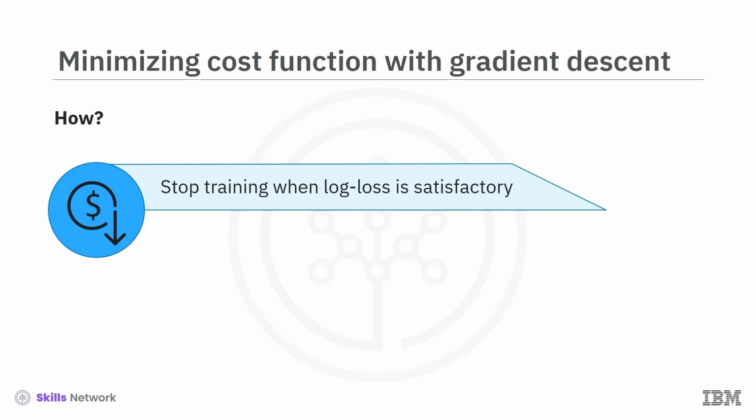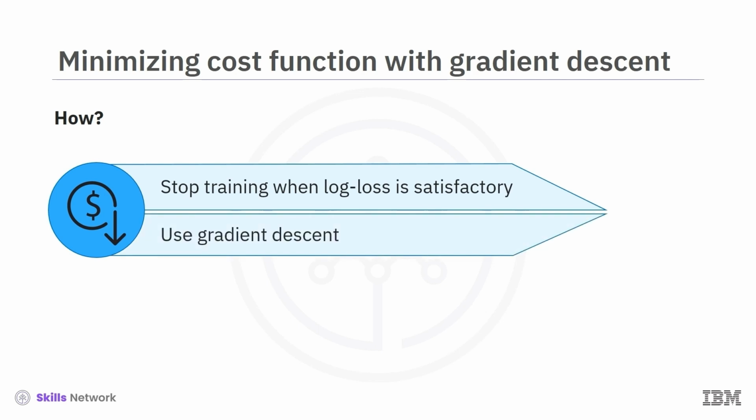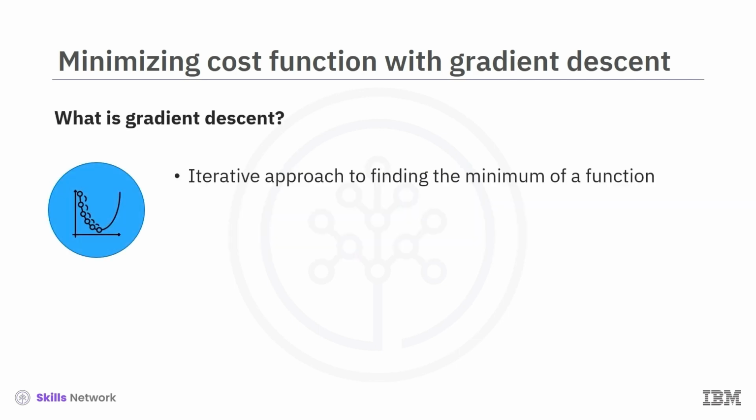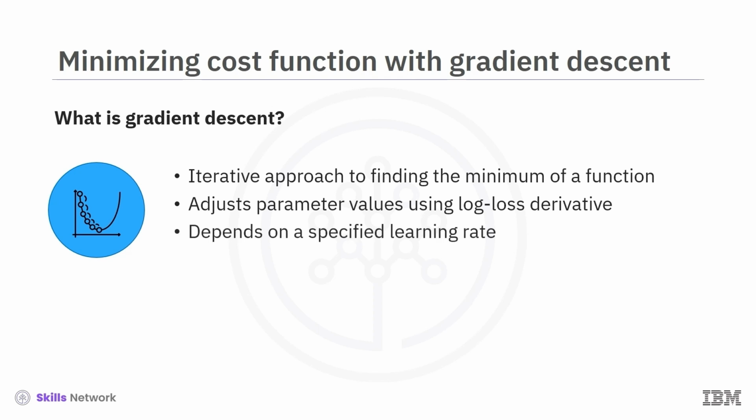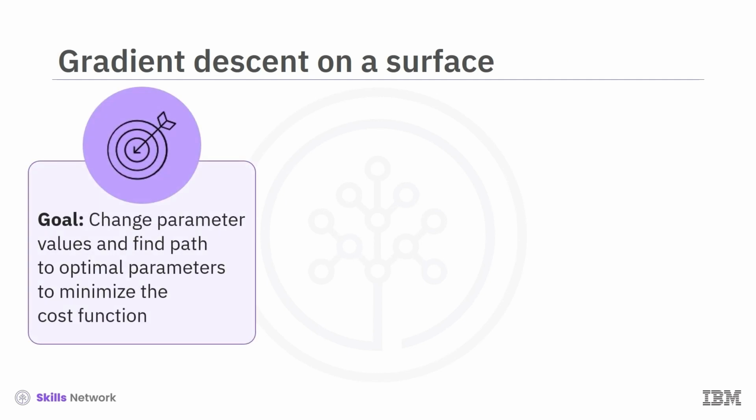Different techniques can be used to change the values of theta, and one of the most popular methods is gradient descent. Gradient descent is a clever iterative approach to finding the minimum of a function. It adjusts the parameter values in the direction of the steepest descent using the derivative of the log loss function. Gradient descent depends on a specified learning rate, which controls how far it's allowed to step the parameters on each iteration. The main objective of gradient descent is to change the parameter values and find a path to the optimal parameters to minimize the cost function.